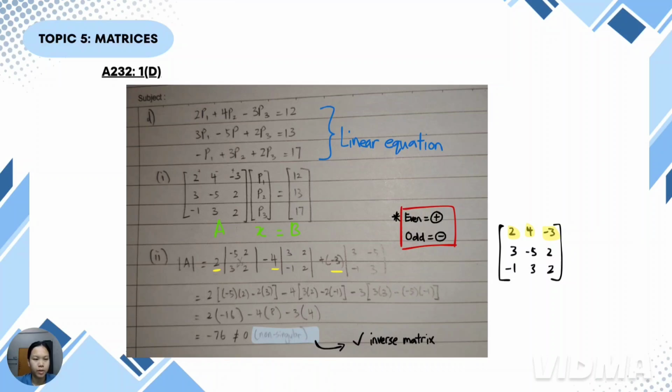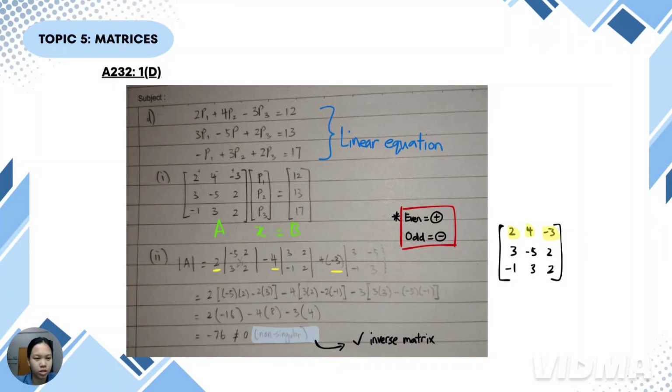So for the topic 5 matrix, question number 1D. The question gives 3 linear equations, and D1 needs us to write the matrix equation. So in the AX equal to B form, A is the numbers in front of the unknowns, which are called coefficients. X is the unknown from the linear equations, which is P1, P2, and also P3. And B is 12, 13, and also 17.